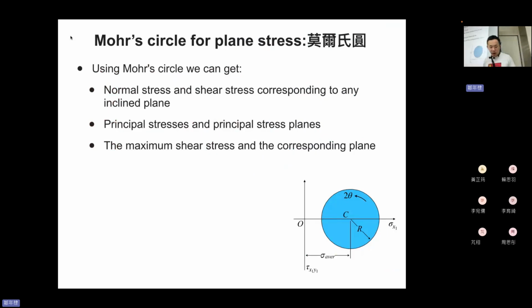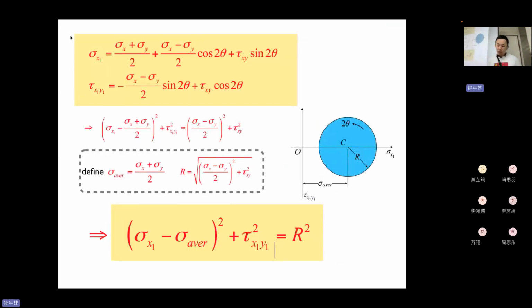Okay, so let's talk about Mohr's circle. Mohr's circle just looks like this. Okay, and it can obtain shear stress and normal stress at any angle. Wow. Okay, so actually the equation you memorized just represents Mohr's circle. So remember the formulation.